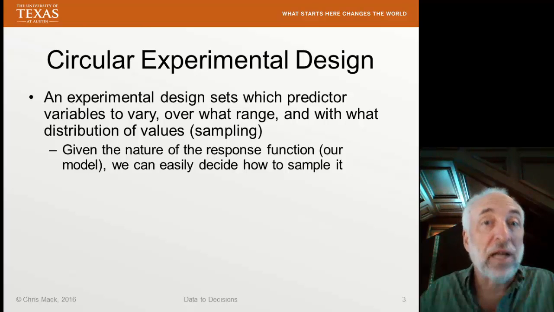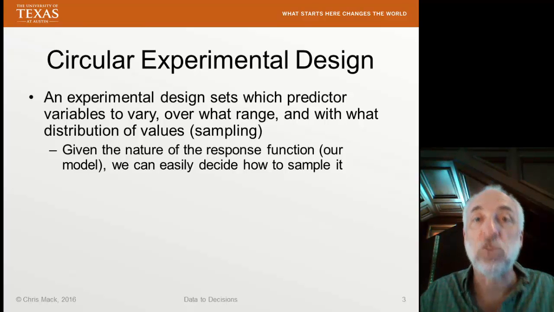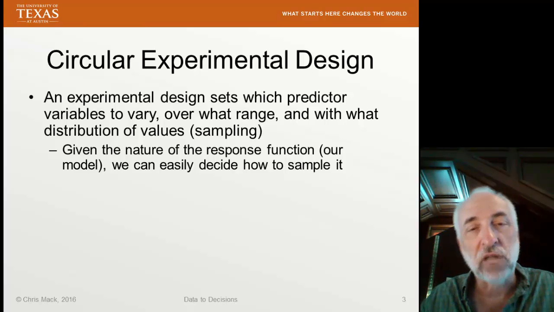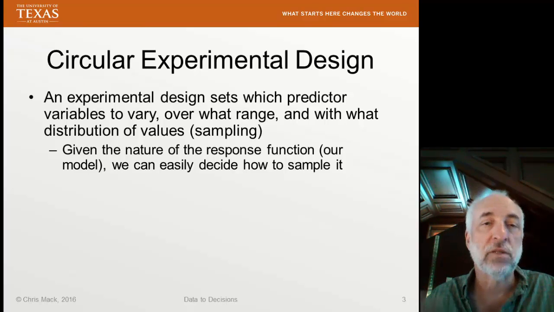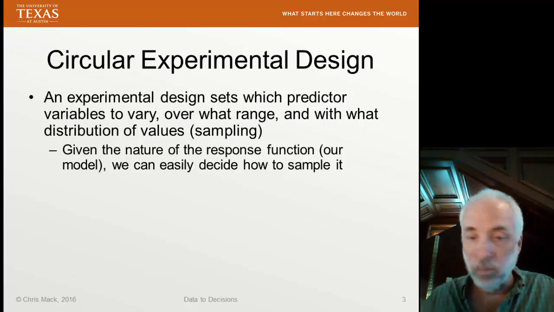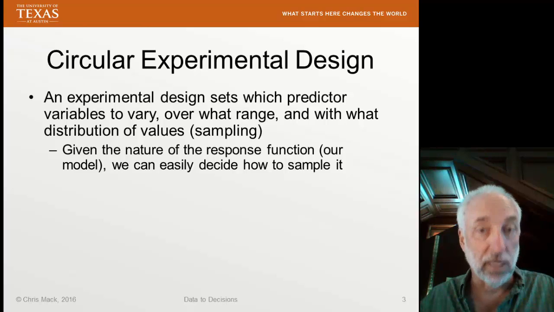If we know how the response function varies with our inputs, that is, if we have a model that we trust, then it's not that hard to decide how to sample. In fact, there are algorithms for doing it, what we've discussed before as optimal design. So we can apply one of these optimal design approaches and figure out the optimum way of sampling, assuming we know what our model is.